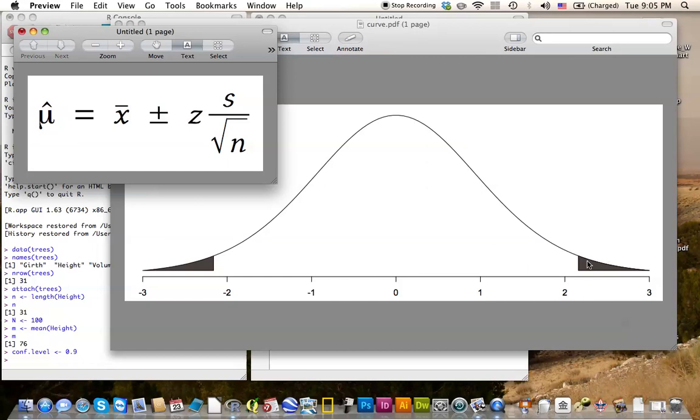So here's the only confusing thing about this. If I want a 90% confidence level, then I need to find the 95th probability, right? Because here's 90% and here's 5%. So this line right here represents the 95th probability, right?